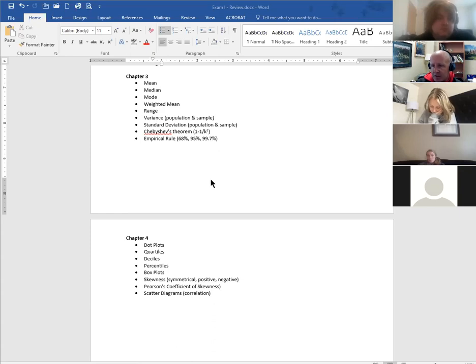And then understanding skewness, whether data is symmetrical or bell-shaped, or a situation where you've got positive or negative skewness to data, being able to calculate things using Pearson's coefficient, and then also being able to look at scatter diagrams to get a general idea of correlation between two variables, right? Questions about chapter 4 then? What you might expect.